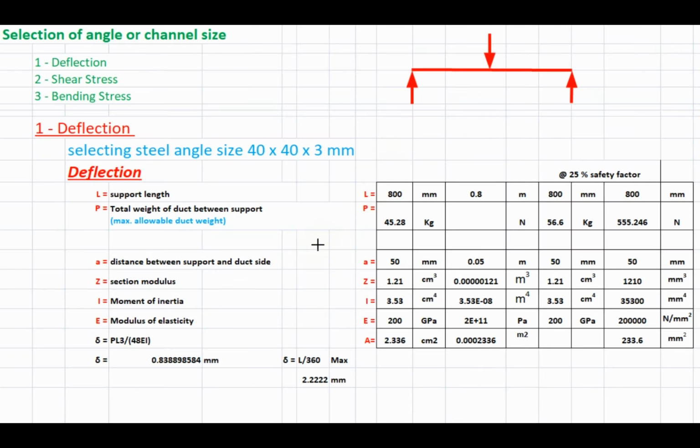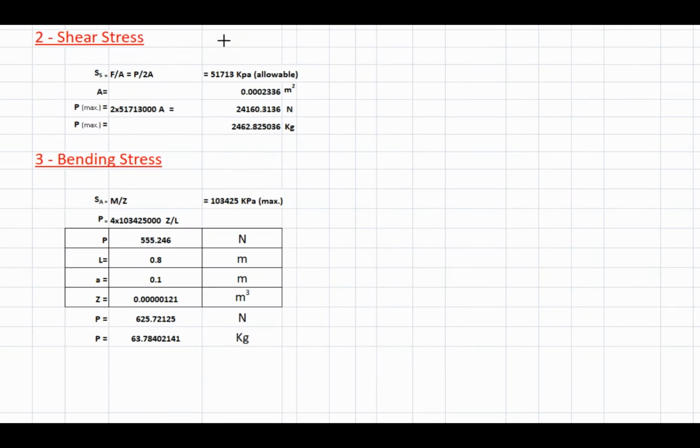The formula given in SMACNA is little bit complicated. So to make it more simple and more safe, we consider it point load at center. Then when we apply these values in this formula, the deflection in this angle is due to this duct weight 0.83 millimeter, and the allowable maximum deflection for this angle length is 2.22 millimeter. So as per deflection, this angle is safe to use for this duct support. Now we'll do calculation for shear stress and bending stress using point load method.